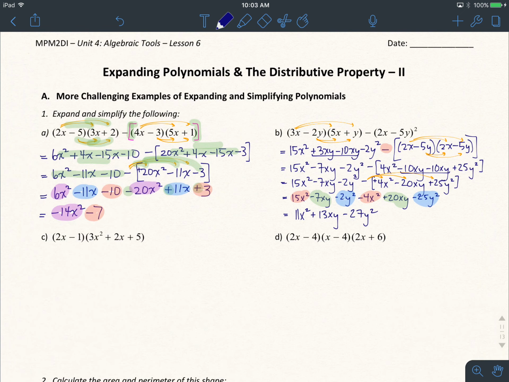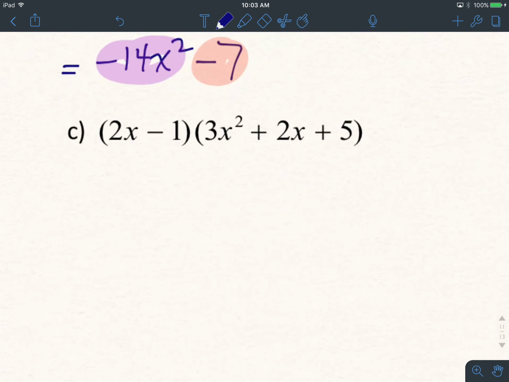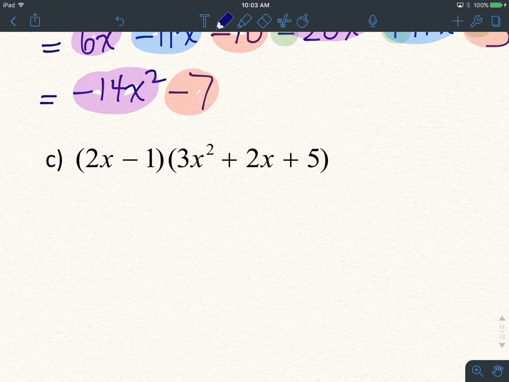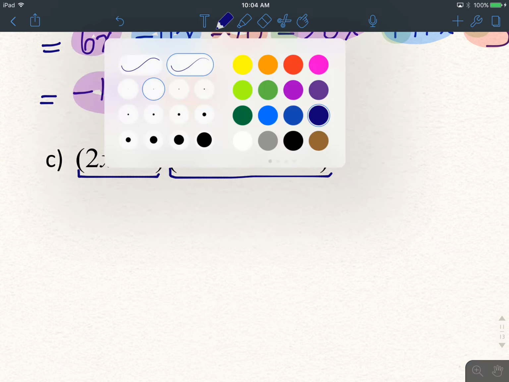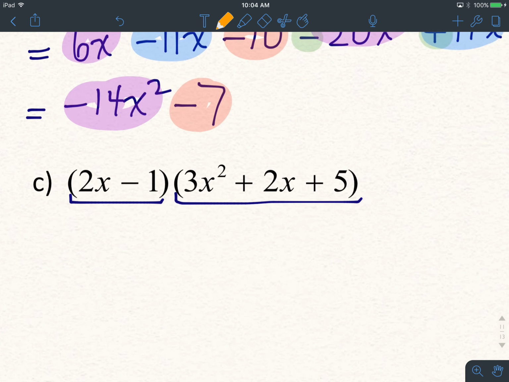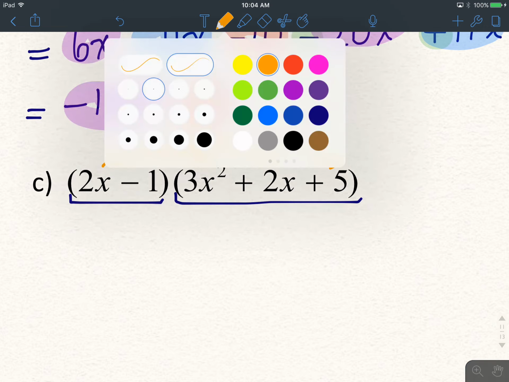Based on the time of the video here, let's see if we can squeeze out one more. So, last new bit of learning here. We have this time a binomial, two terms, being multiplied by a trinomial. More complicated? Yes, but absolutely the same principle, in that we are going to multiply 2x by all three of the terms in the second polynomial, a trinomial. So let's do that first.